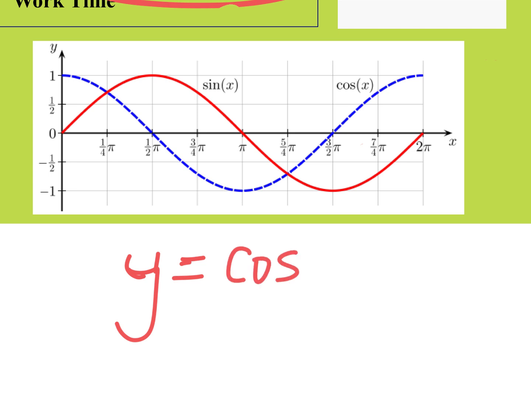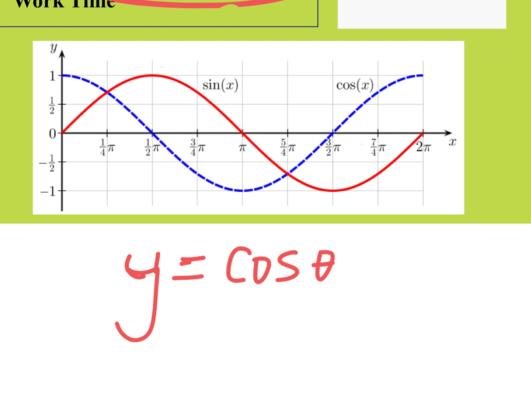You take cosine. That is not sine. But as soon as I shift it, it will be sine. If I just shift it the right way and the right distance, it'll be sine. Talk to your partner about what you guys think. None of the problems today are super easy, so you will want their advice.